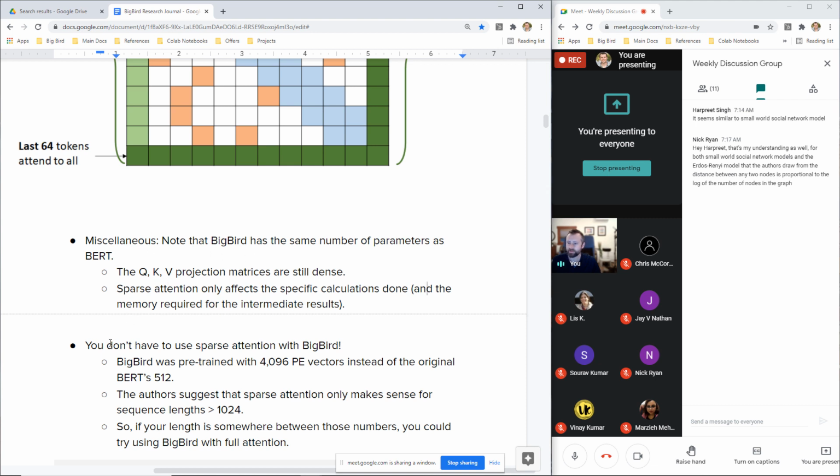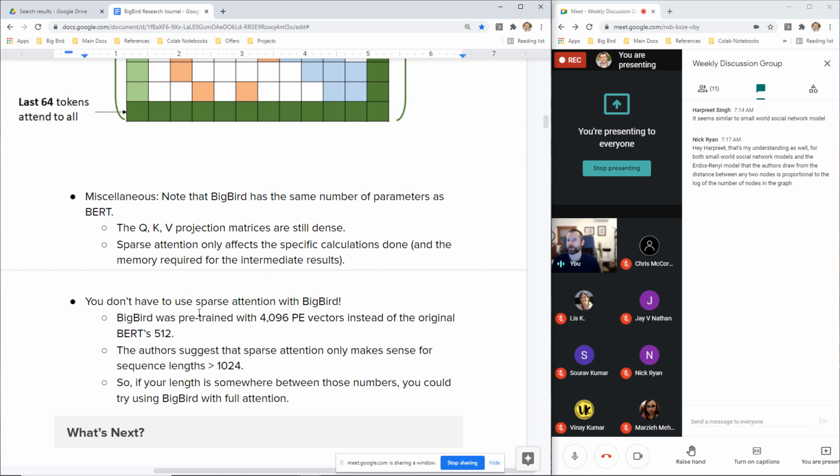Yeah, and so another interesting implication of that is that you can turn off sparse attention, and the Hugging Face implementation supports that. There's a parameter for that. I think that's interesting because BigBird was pre-trained with 4,096 positional encoding vectors compared to BERT's 512. So BigBird's hard limit on sequence length is a lot higher.